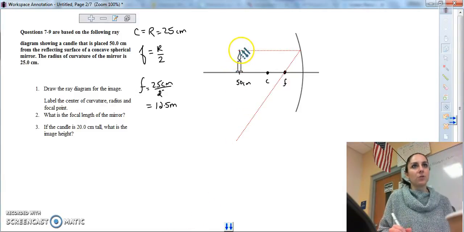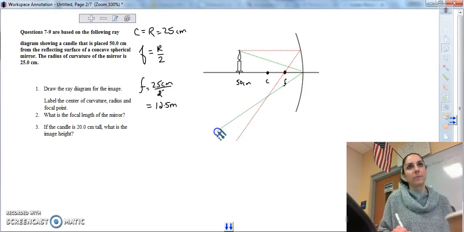The next one I'm going to draw is going to go through the center of the mirror. So that goes right to the center, and we pretend that's a flat mirror right at the center. So when we draw the reflected ray, it should be pretty much the same angle. Again, I'm doing this visually here, but it should be relatively the same angle. So that looks visually pretty good. So as you can see, when the two reflected rays meet, they're going to create an image.